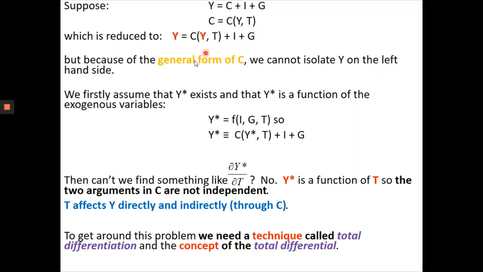So the way we approach this, we first assume that equilibrium income exists and that equilibrium income is a function of the exogenous variables. Okay, so we see that here. Equilibrium income is a function of I, G, and T, and we have this equilibrium identity here. Equilibrium income will always be equal to consumption at that level of income, as well as investment plus government spending.